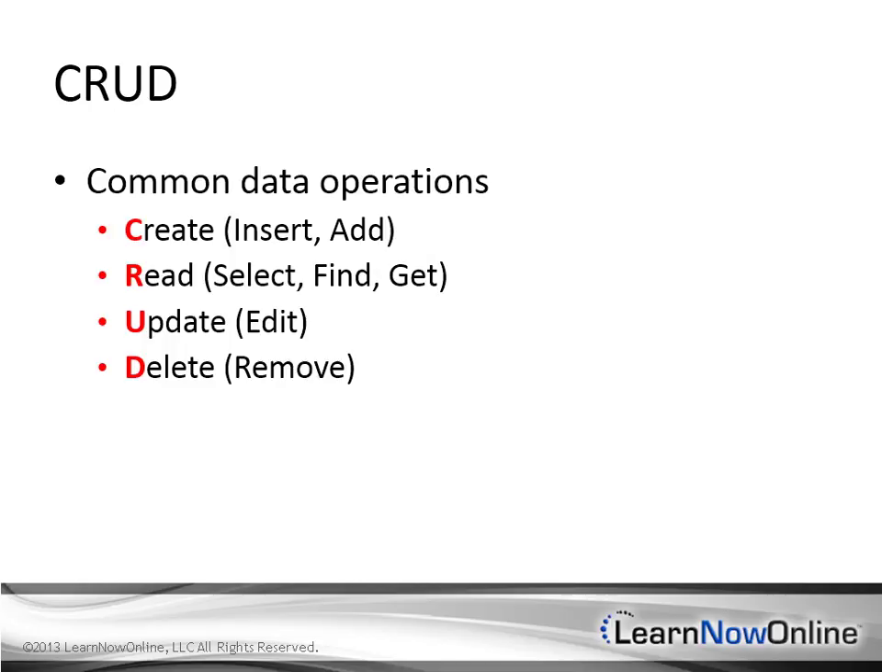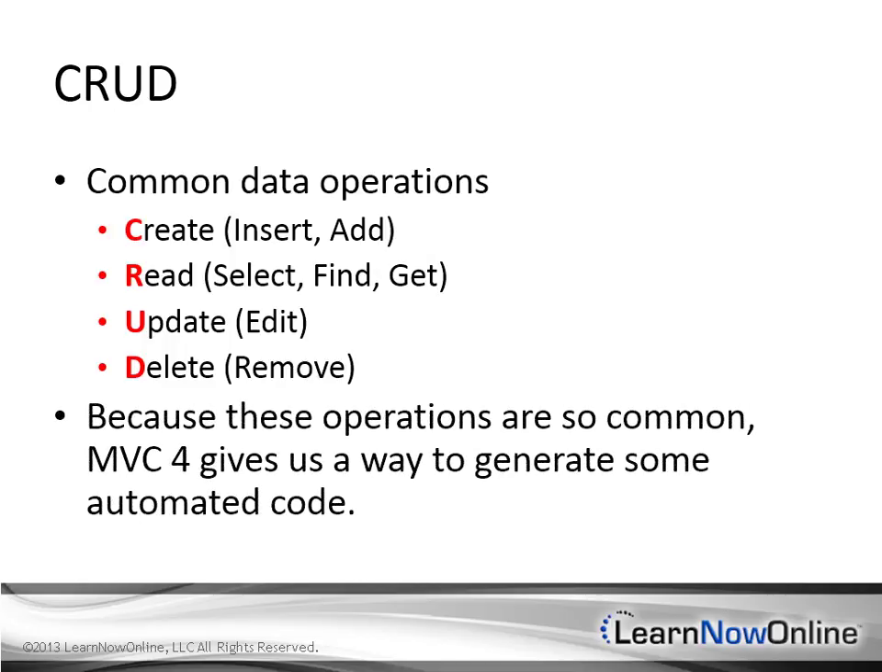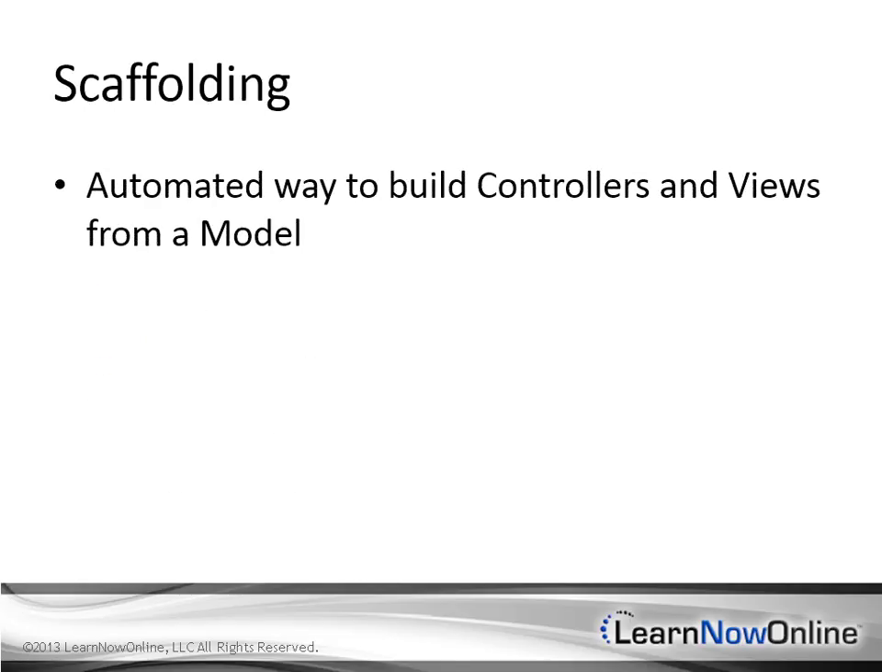Although sometimes deleting is a little tricky, so maybe you'll just do 3 or so, but it's very common to do all 4 of them together. Since these are so common, MVC4 gives us a way to automatically generate some code to help us get there, and this is called scaffolding. Scaffolding is an automated way to build controllers and views from a model. So if you get your model nice and defined, you can actually use MVC4 to automatically create controllers and even views for you to get you set up to do creates, reads, updates, and deletes.